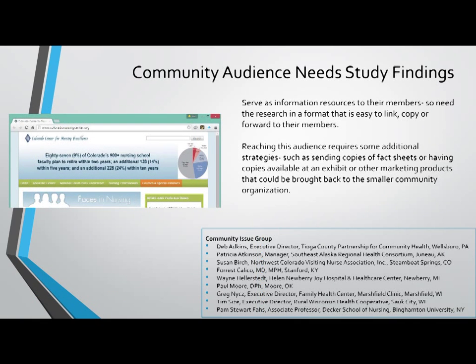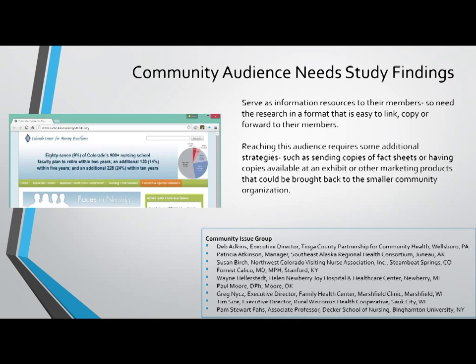When we talked to the community audience, we found, first off, it was difficult to identify the community audience. Certainly once you start looking there, you're looking at colleges and universities, healthcare facilities, and smaller economic development groups. This group tends to be the hardest one to reach. So what we found is, again, they serve as information resources to the members. Again, they like information that's just easy to copy and send to their members.